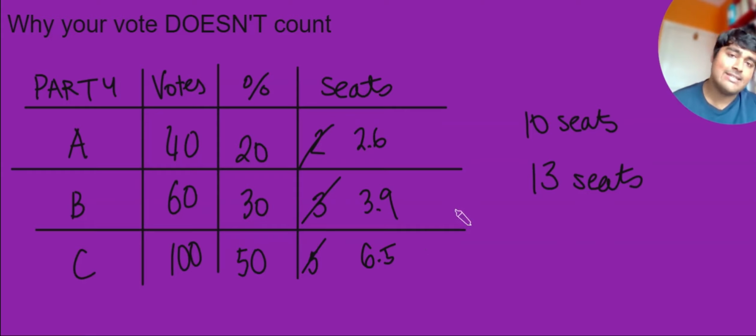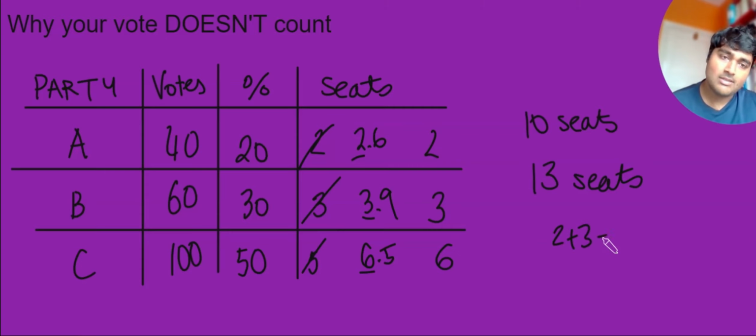We've got 13 seats to give away, so we're definitely going to give at least 2 to Party A, at least 3 to Party B, and at least 6 to Party C, just the integer parts of each number. Then we're going to add either 0 or 1 to these numbers. How? Well, 2 plus 3 plus 6 is 11, so we've occupied 11 of the 13 seats. So we have 2 to give away, and we give those to the parties with the largest remainders.